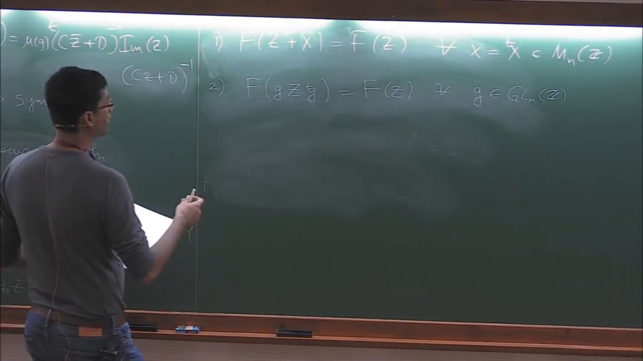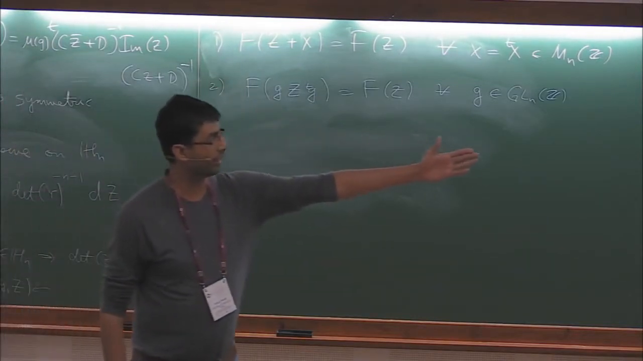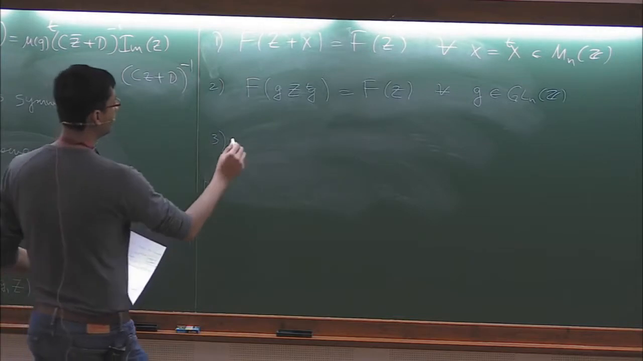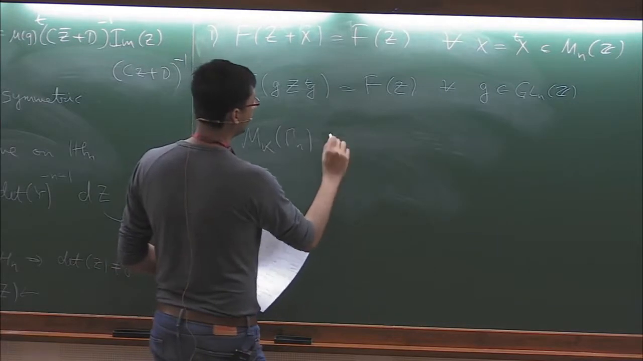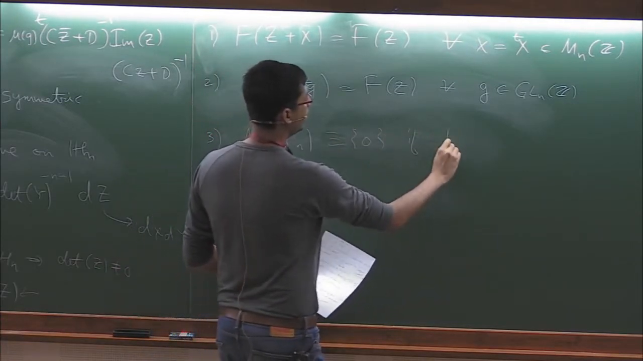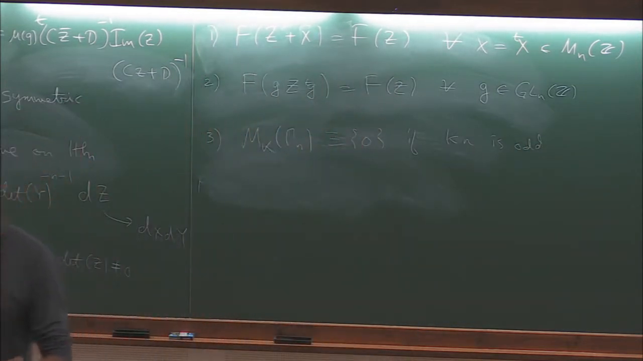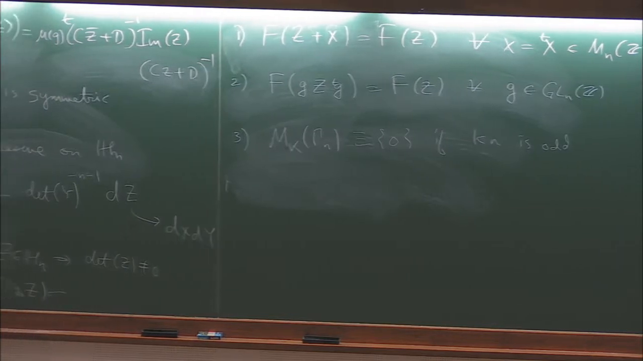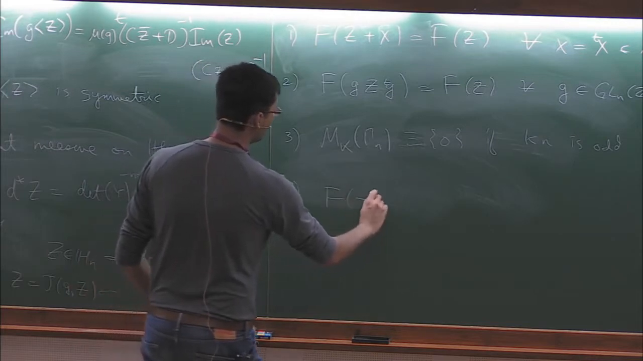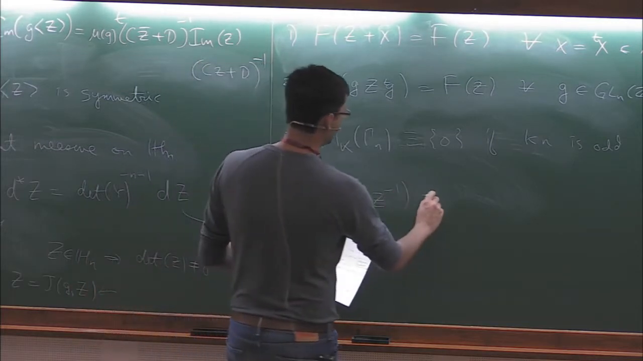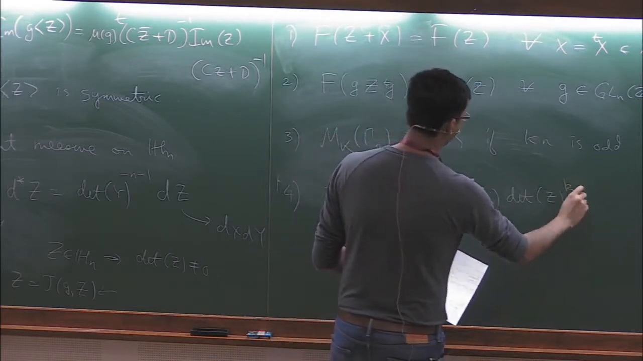And then I have one other condition. If I apply the matrix negative identity in gamma n, it tells me that Mk of gamma n is just 0 if kn is odd. So when genus n was 1, k odd gave me just the trivial modular forms. And I also have the thing corresponding to S: F of minus z inverse is F of z times determinant z to the k.